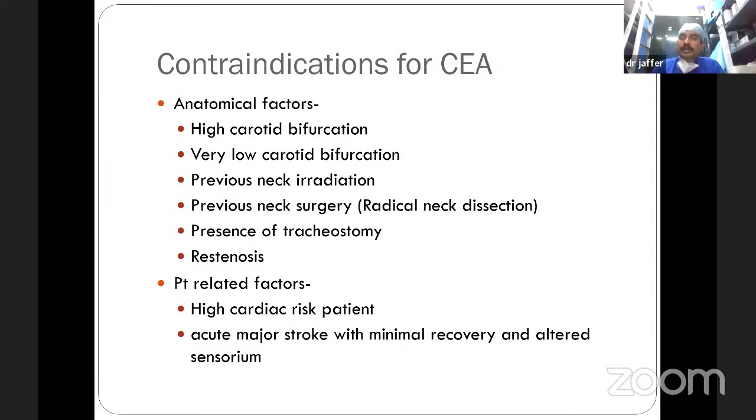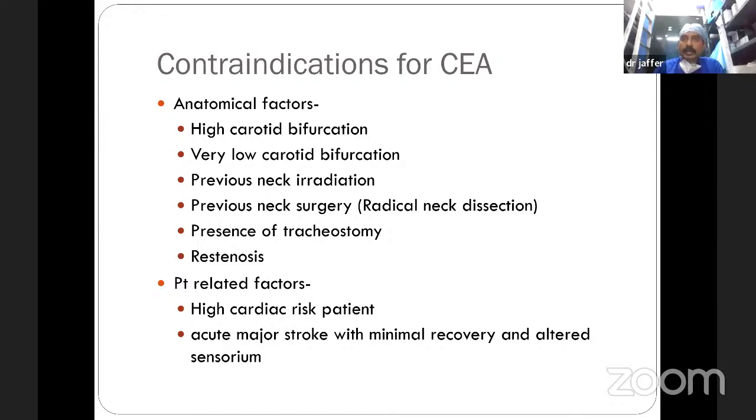So what are the contraindications for carotid endarterectomy? We have both anatomical factors as well as patient-related factors. The anatomical factors include a high carotid bifurcation, where extension of the incision towards the root of the neck will be difficult. Secondly, opening up the vessel and removing the plaque is also going to be tedious. Therefore, in such patients, we do avoid it.